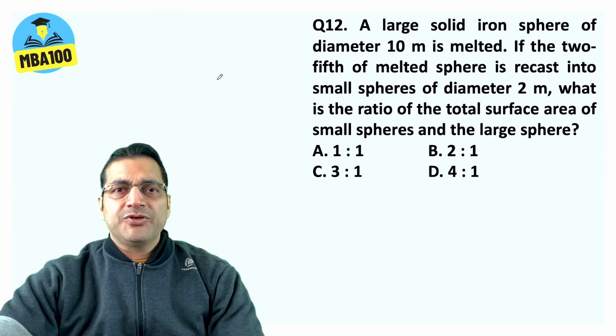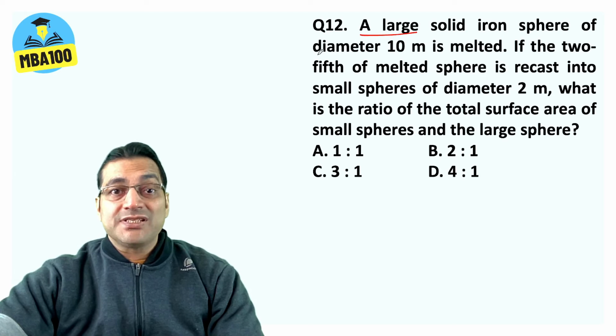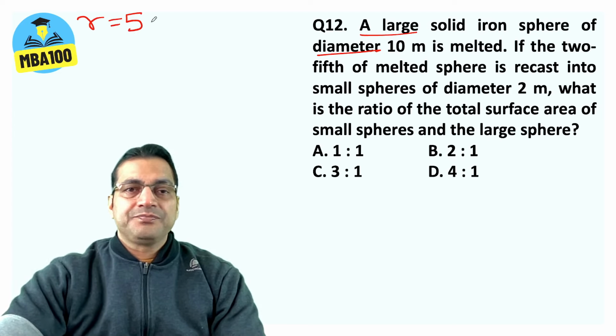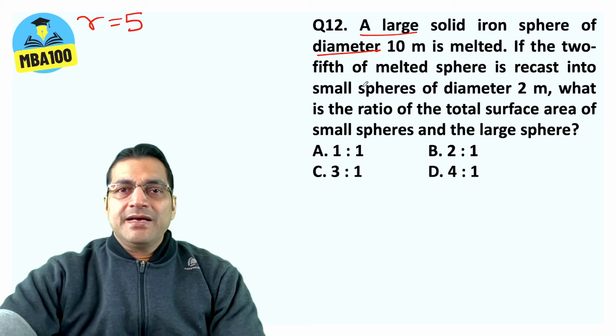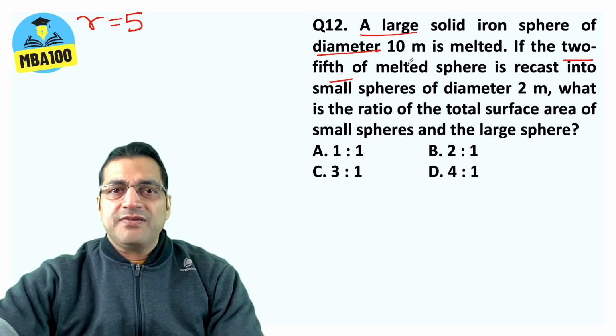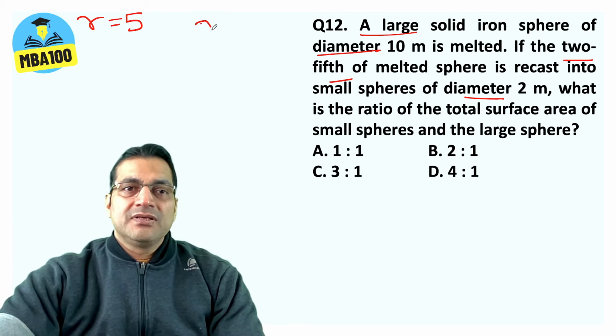Question number 12. Age-old problem. Absolutely nothing new. A large solid iron sphere of diameter 10 meter is melted. And mind you, this is diameter and not radius. First thing first, radius is how much? 5. And they have given another trap. 2/5 of the melted sphere is recast into small spheres of diameter 2 meter. Again, diameter 2 meter, so radius 1 meter.